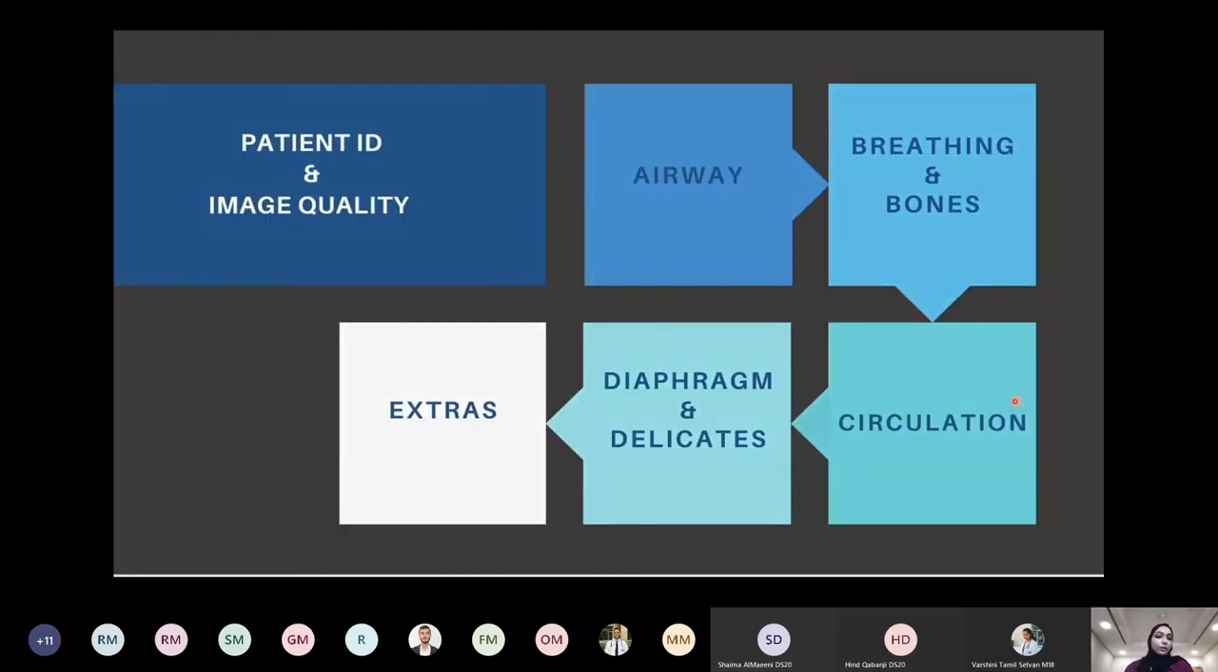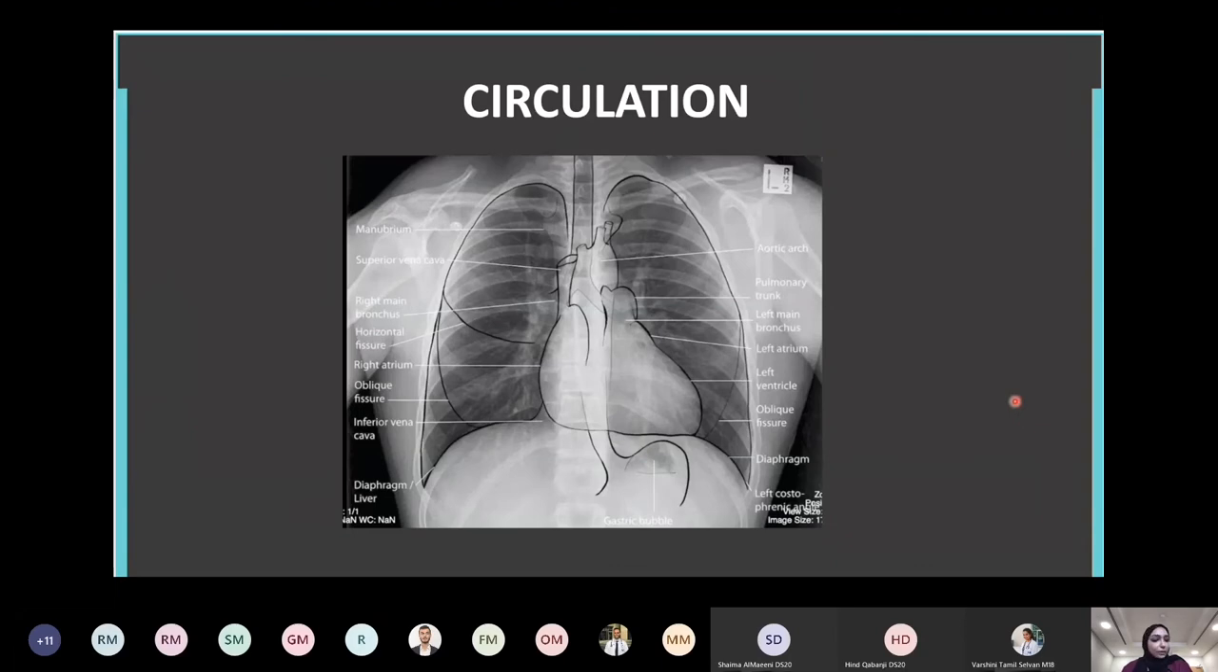Now, moving on to circulation. Dr. Rania is saying silhouette sign. So the middle lobe obscures the right heart border. Okay.